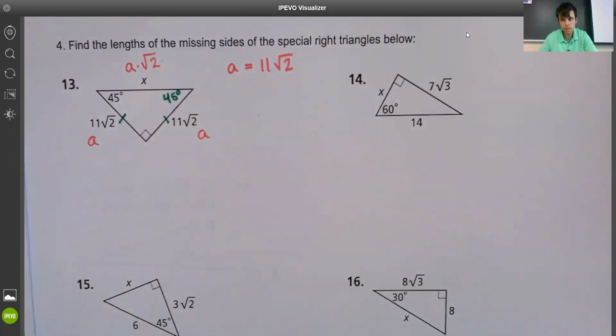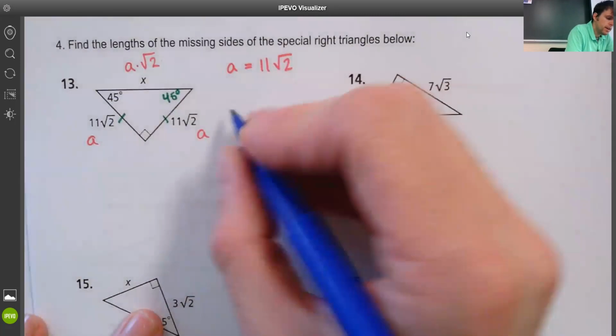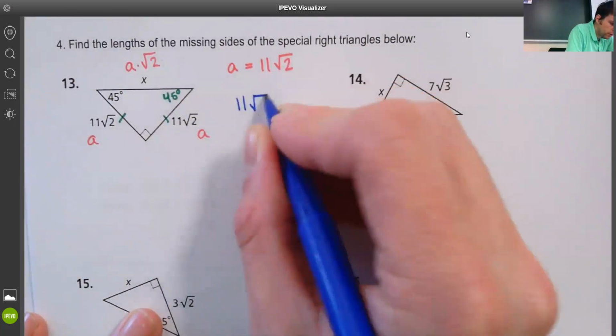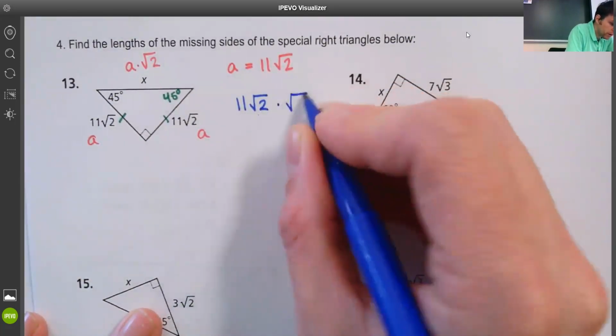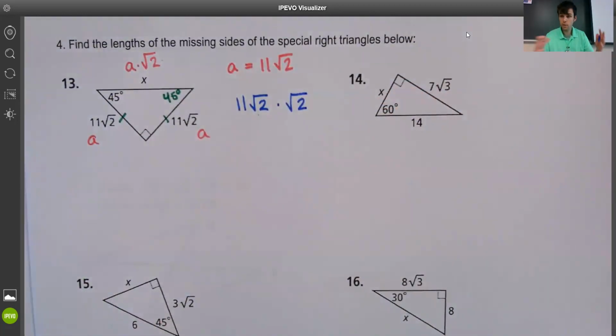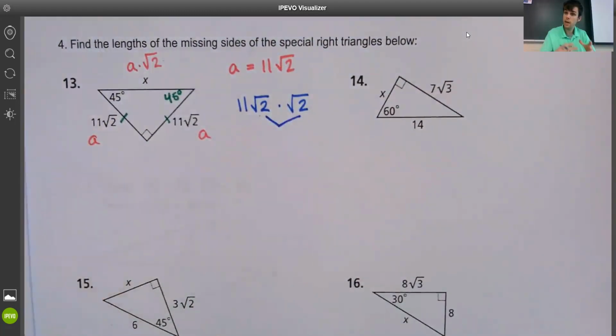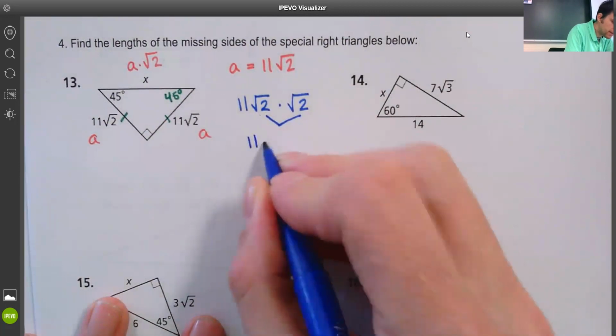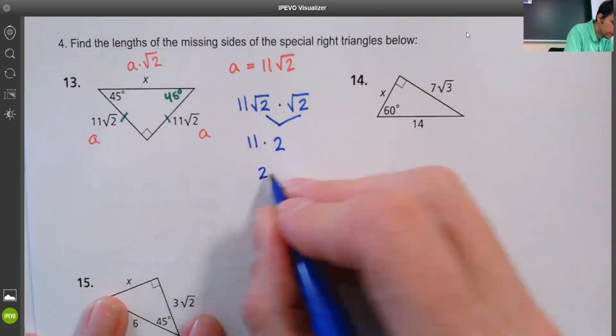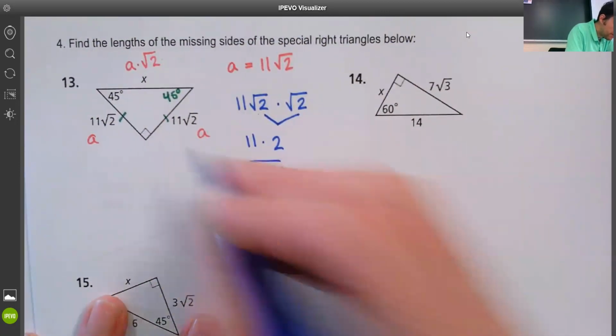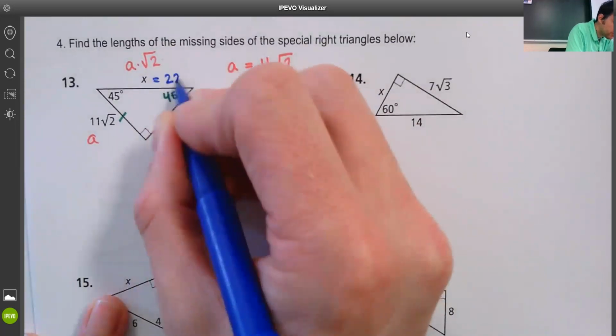Sounds sort of complicated, but it's not too bad. We're doing 11 square root 2 times square root 2. If you're not familiar with how to multiply radicals like this, you can just multiply those two numbers together. So we can do 2 times 2. That becomes the square root of 4, which is 2. So really this ends up becoming 11 times 2, or 22. So we know that the value of x, this missing side here, is 22.